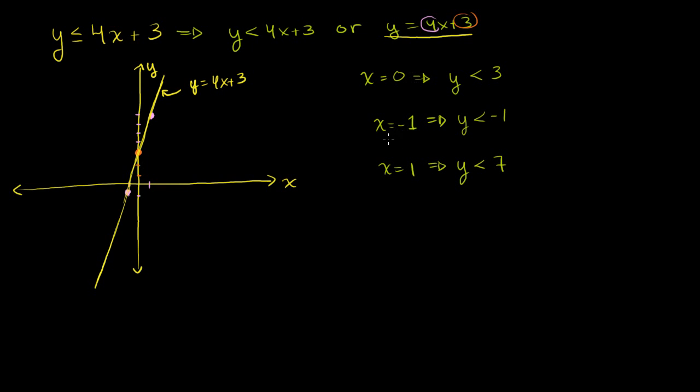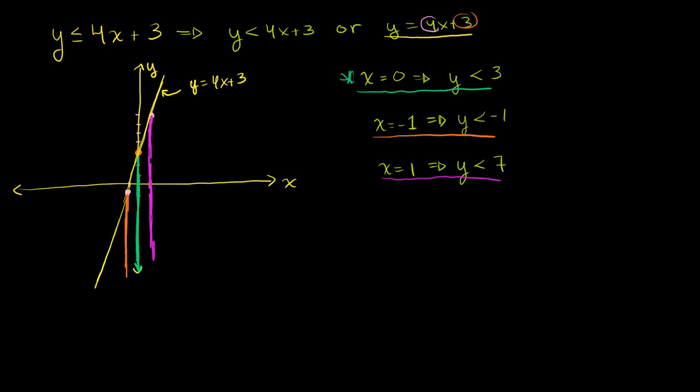So let's at least try to plot these. Let's plot this one first. When x is equal to 0, y is less than 3. So it's all of these points here that I'm shading in green that satisfy that. If I look at this one over here, when x is negative 1, y is less than negative 1. So y has to be all of these points down here. When x is equal to 1, y is less than 7. So it's all of these points down here.